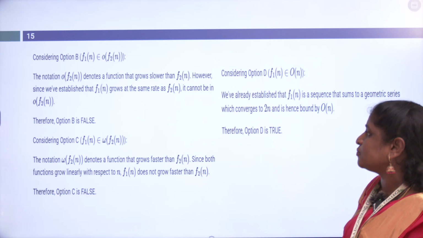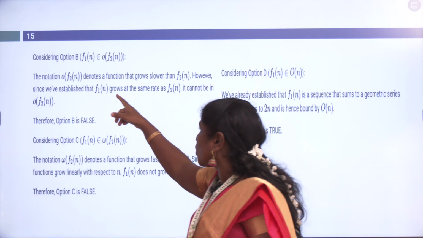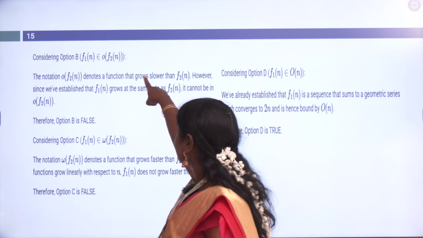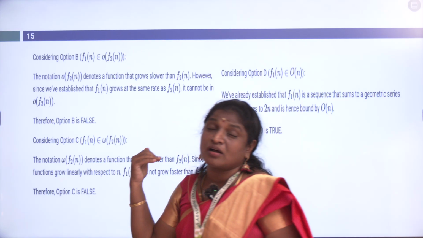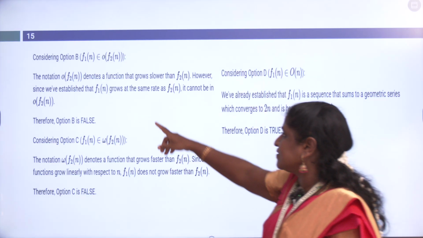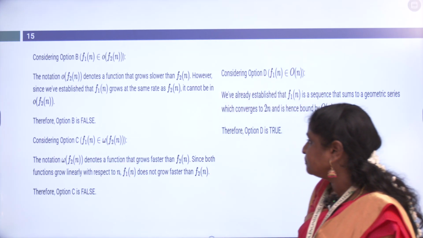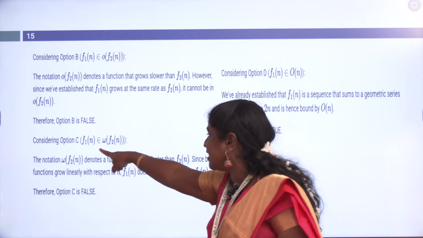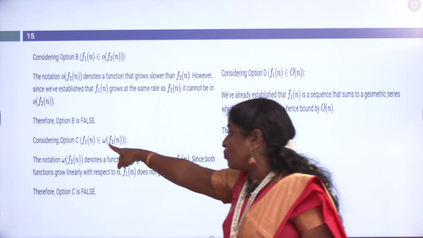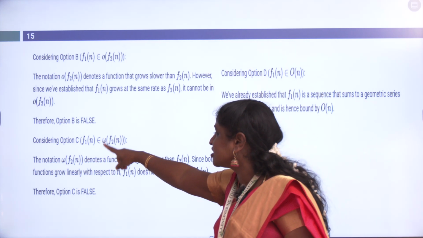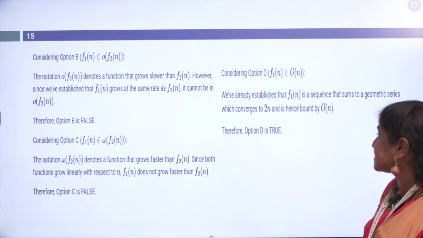And we are analyzing the second option, that is little o. So what does little o mean? It means f1 grows slower than f2; assigning little o means it slows the growth rate. So this option is false, that is option B is false. Next is option C, f1 of n belongs to little omega of f2 of n. Little omega means the function grows faster. So this option also fails. Option C is false.